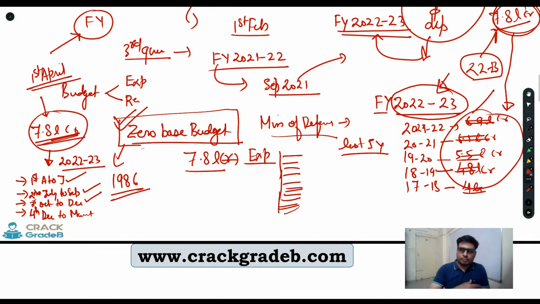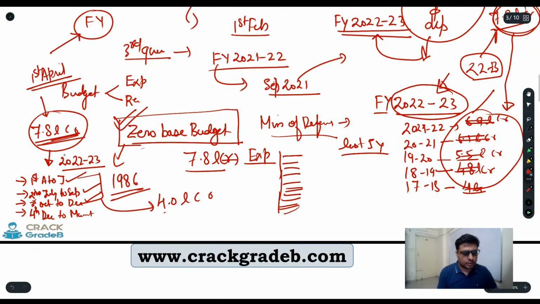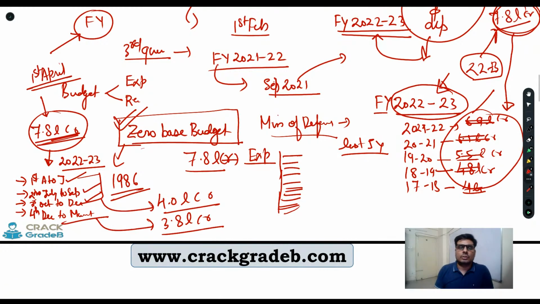Money will come, a lot of paperwork is required, and then evaluation, a lot of bureaucratic work, right? So sometimes what happens is that in these 3 quarters you have spent only how much? 4 lakh crores. That means in the fourth quarter you have to spend 3.8 lakh crores. Otherwise, the money will lapse. Lapse means it will be returned to the consolidated fund because you are not able to spend it.